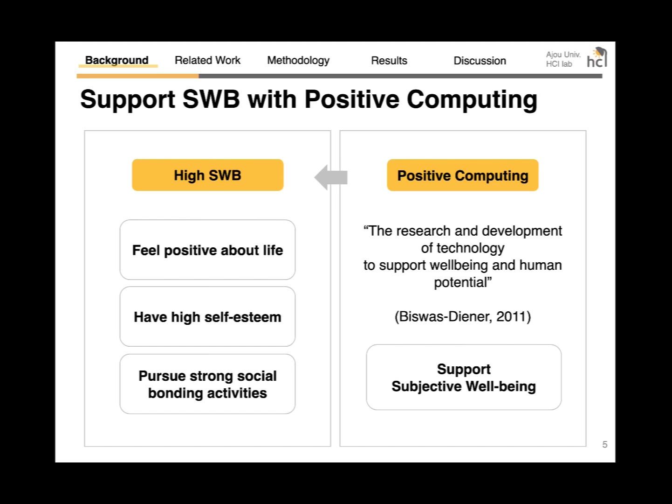Specifically, in the field of information and communication technology, there are various studies to support subjective well-being as part of the positive computing study. Positive computing is the research area that encompasses human-computer interaction, psychology, and emotional computing, which aims to present ways to use computing to improve human well-being and productivity.